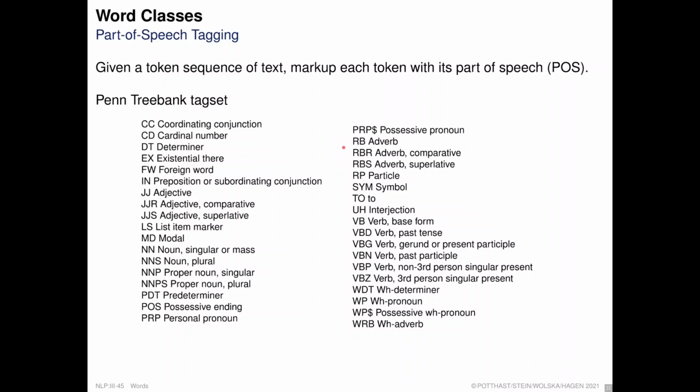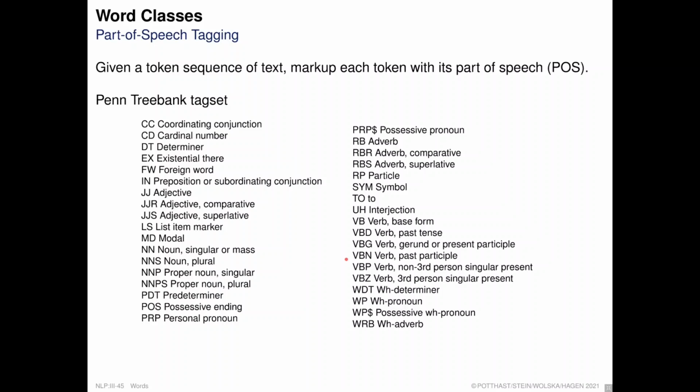Adverbs, just like adjectives, are distinguished in terms of base, comparative, and superlative forms. And there are several forms of verbs: verb in a base form, verb in a past tense, verb in a gerund or present participle, verb in a past participle. So there is a distinction between participle versus inflected tense formation.